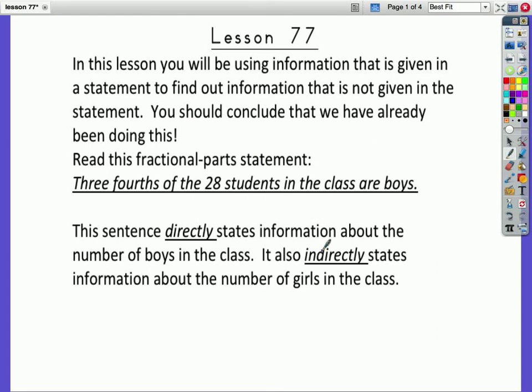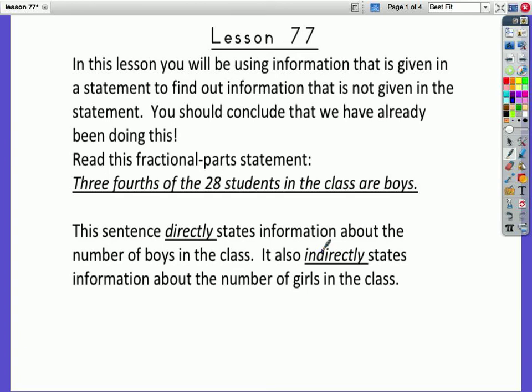For lesson 77, we're going to be finding unstated information in fraction problems. So in this lesson, you'll be using information that is given in a statement to find out information that is not given in the statement. And you should conclude we've already been doing this for quite some time now.